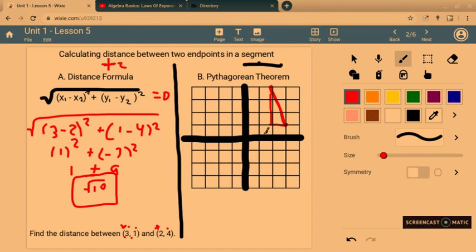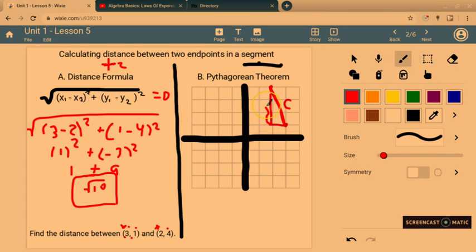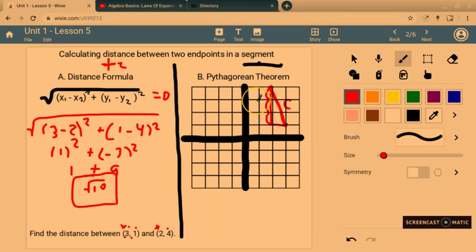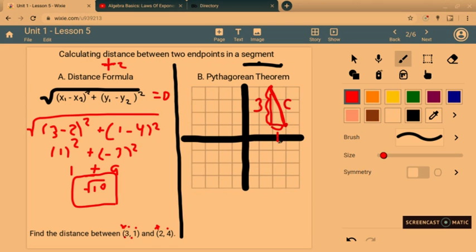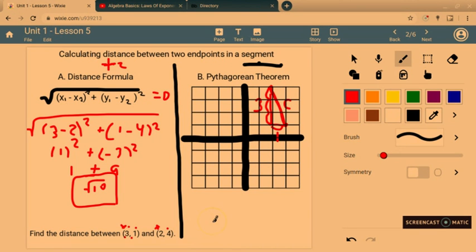Then what you do is you count the spaces. This is what we're trying to find. C, in this case, is the distance that we're trying to find. So we have 1, 2, 3. That side is 3. And just 1 right here. 1. All right, so then we go to our formula. And remember, these are interchangeable.